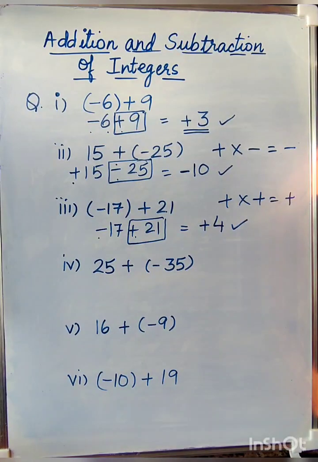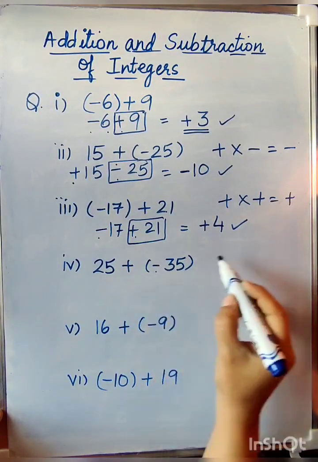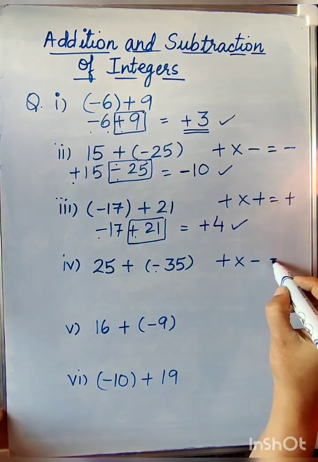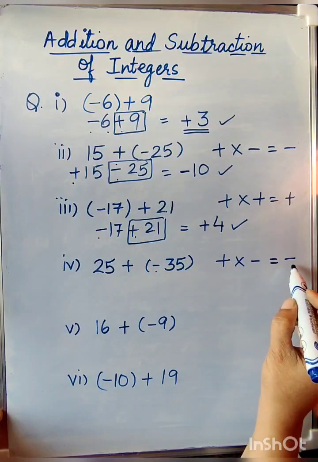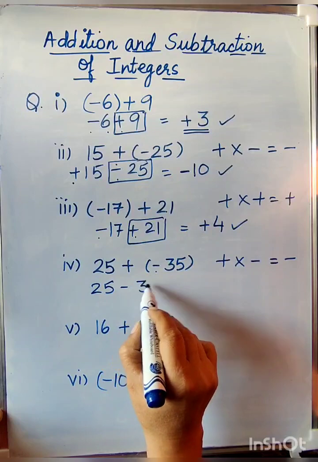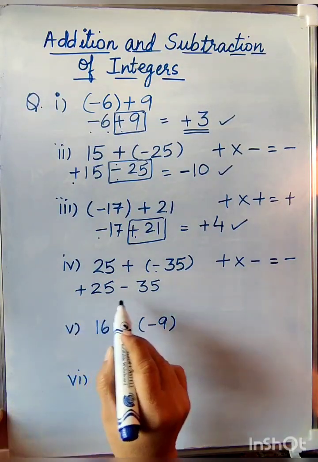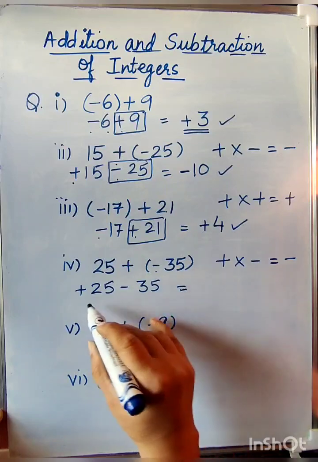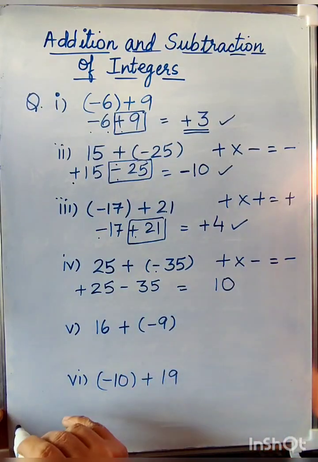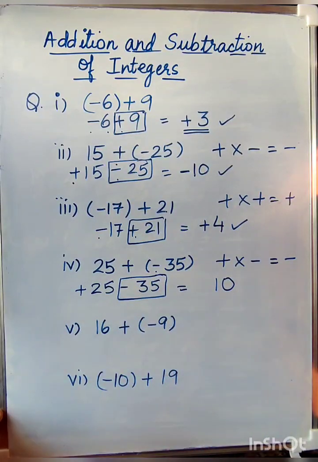So here in the fourth part we have to add minus 35 to 25. So plus into minus. Plus into minus will give you minus. Both are different signs. Therefore we will get a minus here. So this is 25 minus 35. That means plus 25 and minus 35. Again both are of different sign. Therefore we will find the difference. The difference will be 10 with the sign of the bigger number. The bigger number here is 35 with a minus sign. Therefore your answer will be minus 10.